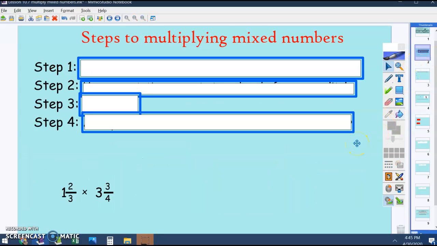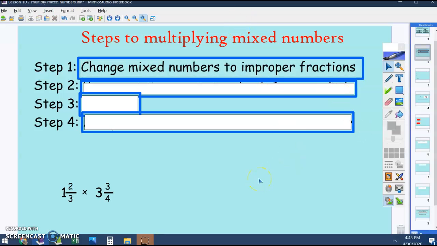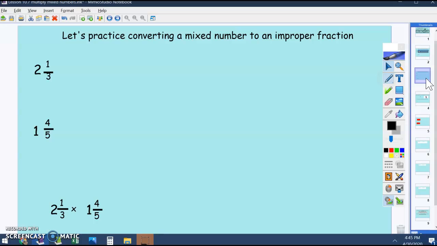Step 1 to multiplying mixed numbers. Remember what it is? You need to change those mixed numbers into improper fractions. So I wanted to go over what that would look like. If I had 2 1/3 as a mixed number, we call it a mixed number because there's a whole number with a fraction attached to it. If I want to change that into an improper fraction, meaning the numerator is larger than the denominator, I have to think to myself, well, I want to make this whole number 2 into a fraction that has a denominator of 3, because I have to add it to this 1/3 I already have.